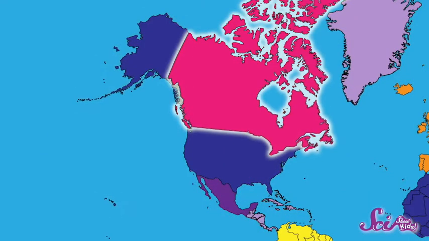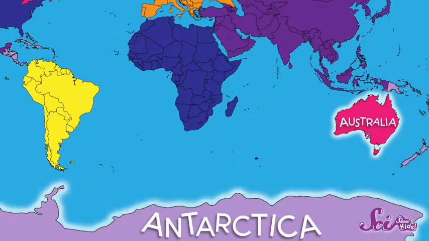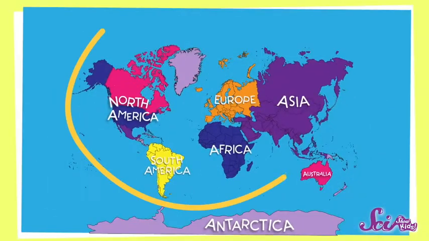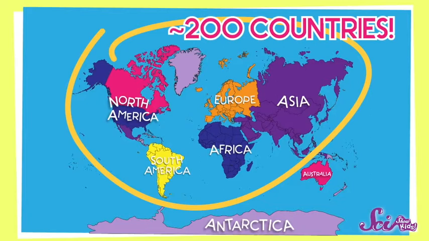Most of our 7 continents are divided into smaller pieces of land called countries. That's what all these different colors are within the bigger chunks of land, like in North America. But Australia and Antarctica are continents that aren't broken up into smaller countries. The other 5 continents have almost 200 countries on them. That's a lot of land.